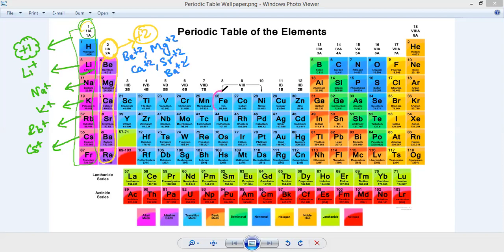So some of the cations from here. Fe: what are the valencies of iron? It has two valencies, Fe+2 and Fe+3. Fe+2 is your ferrous.